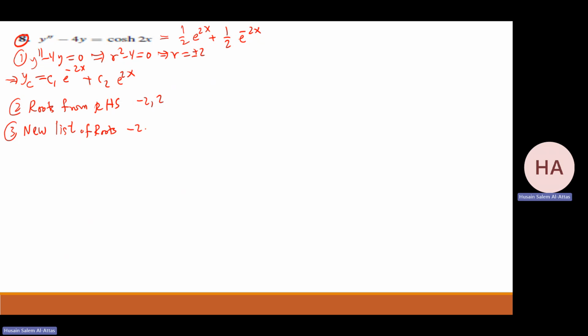Combine them. Minus 2, minus 2, 2, 2. Y_B hat is C1 e to the power minus 2x, plus C2 x e to the power minus 2x, plus C3 e to the x, plus C4 x e to the power 2x.